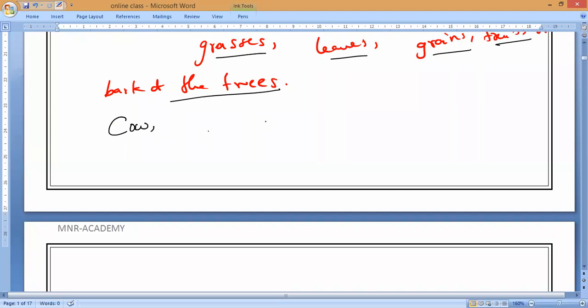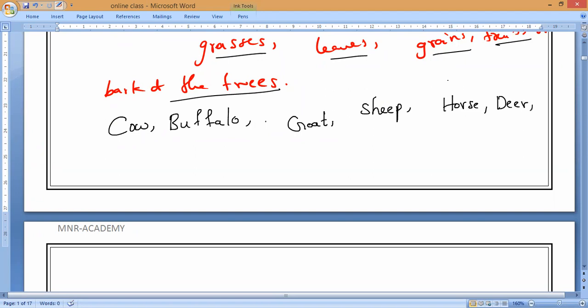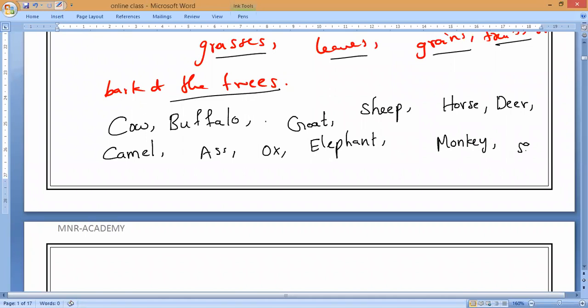We know cow. Cow is a herbivore. Next one, buffalo. Next one, tell me, what animals do you know that are only herbivores? Sheep, horse, deer. Yes, please. Others, goat. Very good, Tarani. Others, at least you should know these animals also. Camel, ox. We can say elephant, monkey, squirrel. You can say rabbit, and even hippopotamus, you might have noticed. Water horse, etc. All these are herbivorous only.